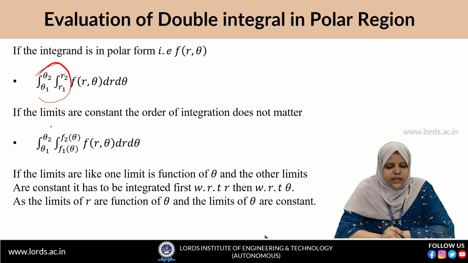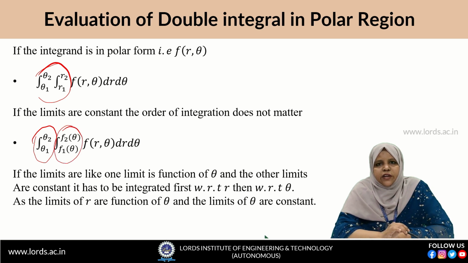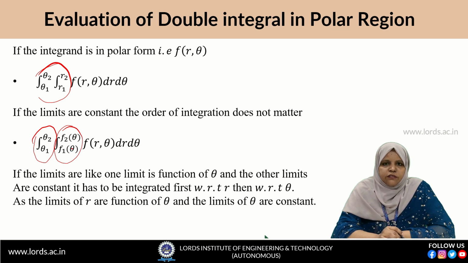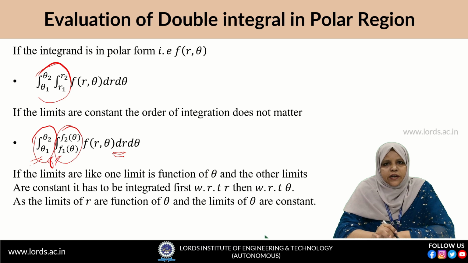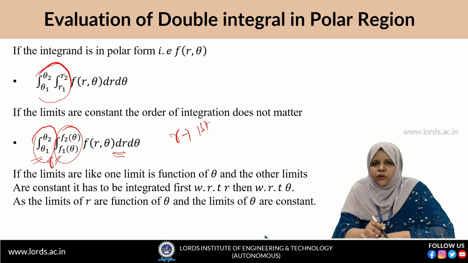Now coming to the next one, see the next integral what we have. One limit is theta 1 to theta 2 and the other limit is f1 of theta, f2 of theta. That means function of theta. Function of theta means it is understood that these are the limits of r. So if the limits of r are functions of theta, that means it has to be integrated first with respect to r, then with respect to theta. The limits of theta are constants. So here in such case, the order of integration matters. Integration with respect to r should be done first and secondly you have to integrate it with respect to theta.